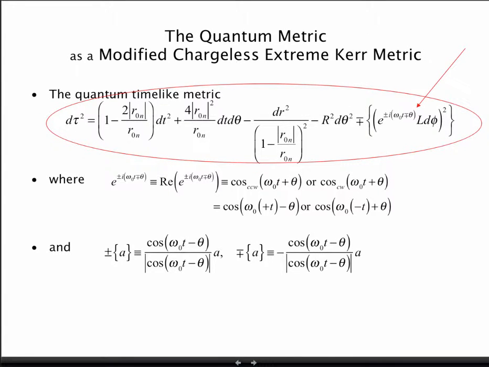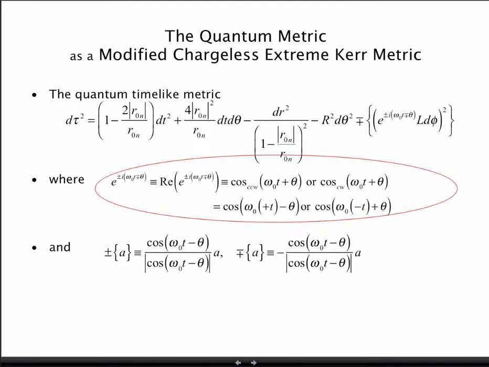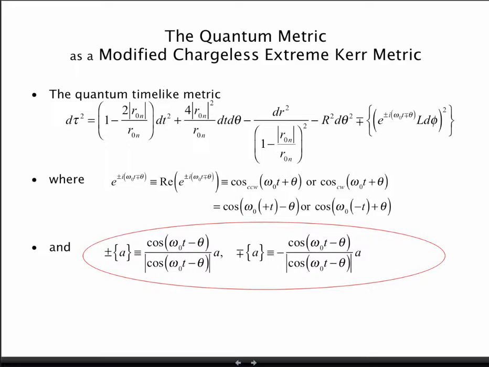Next, we have the quantum time-like metric, which modifies the Kerr metric for the phi coordinates, where the complex exponent is defined as a counterclockwise rotation in the upper hemisphere and a clockwise rotation in the bottom hemisphere, both when viewed externally. Either real or imaginary could be used. The plus or minus curly brackets flips the sign of the phi rotation with respect to an arbitrary coordinate, theta equals 0.